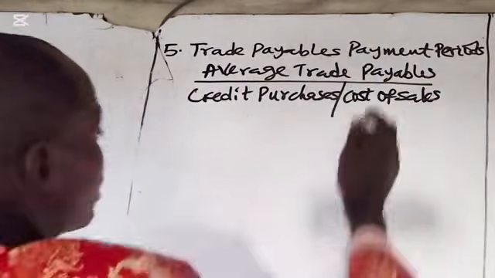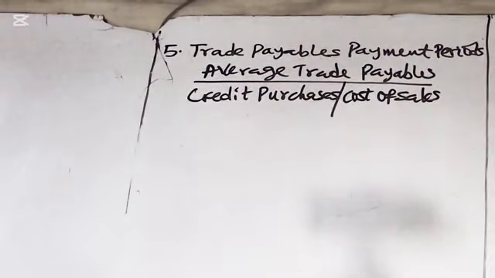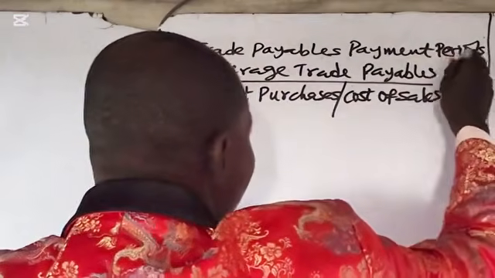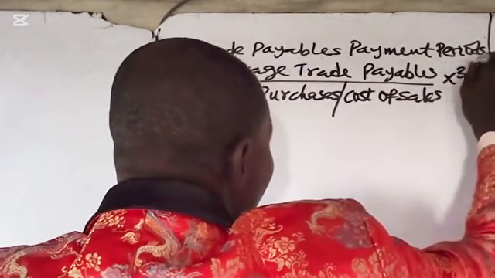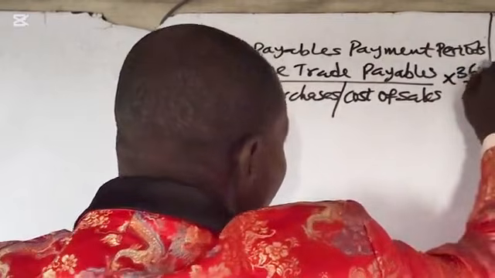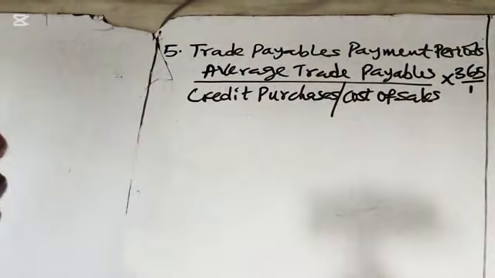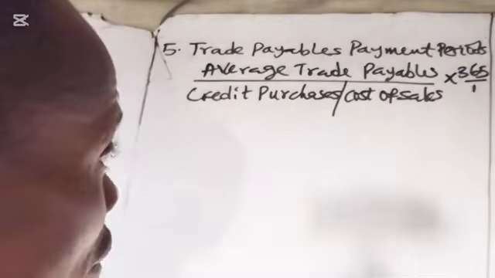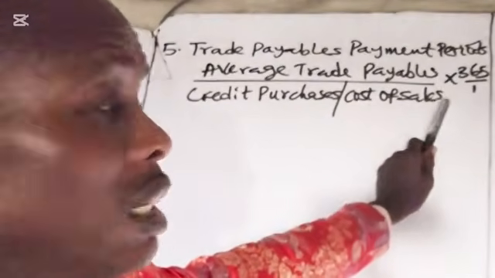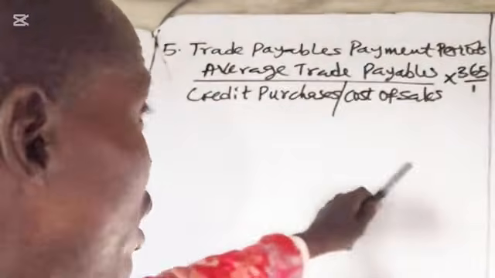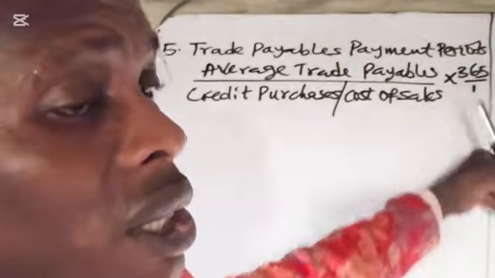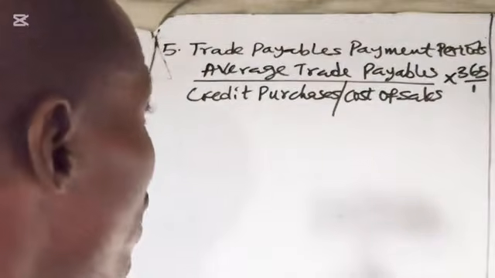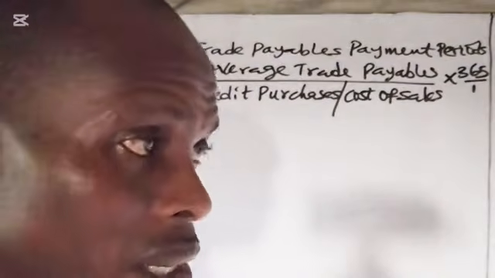If purchases are not readily available, you use cost of sales times 365 if your result is in days. But if you want to get the result in weeks, you multiply by 52 weeks. And if you want to get the result in months, you multiply by 12 months. So that is the trade payables payment period.